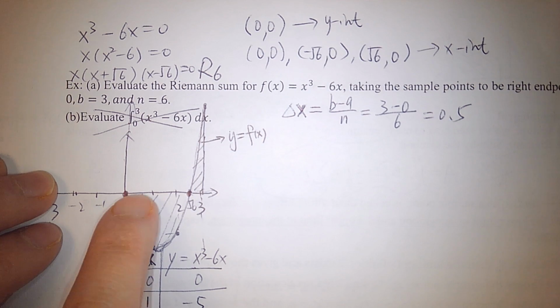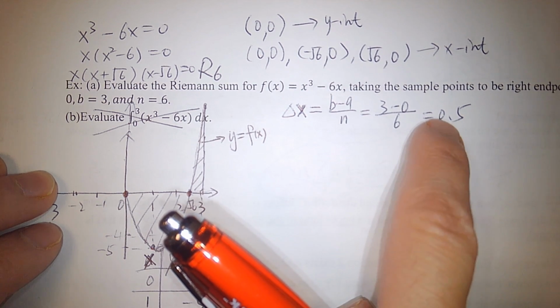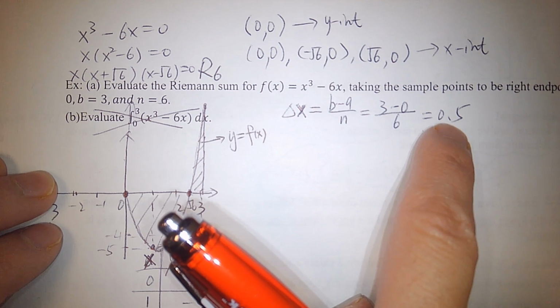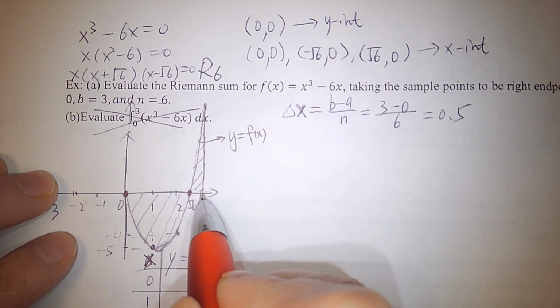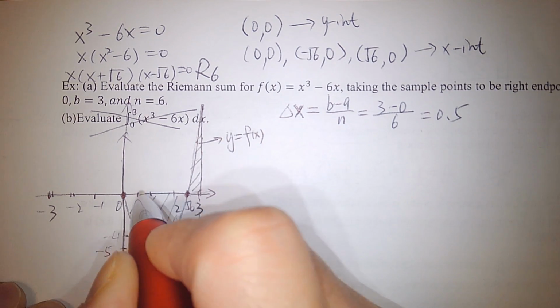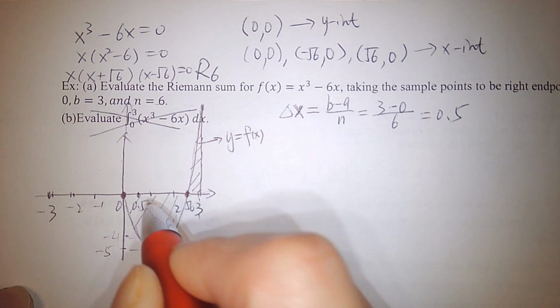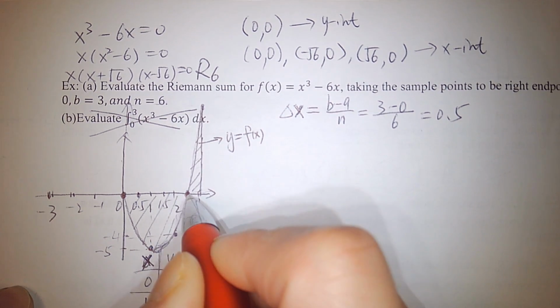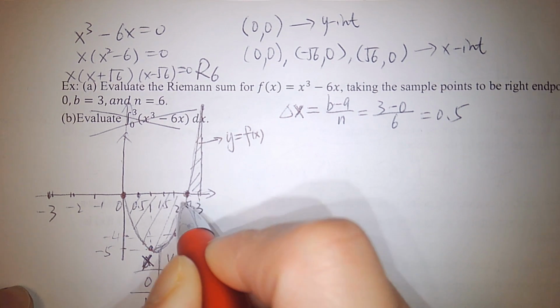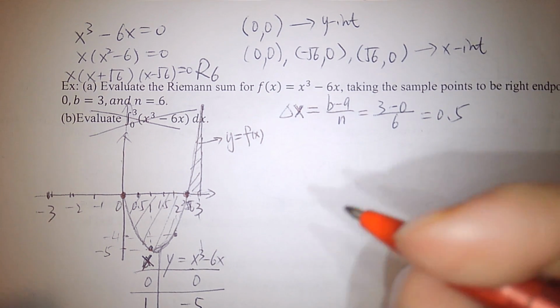That means for each rectangle, the width of the rectangle has to be 0.5, right? So from 0 to 3, cut into 6 subintervals, each subinterval will have 0.5 as the width, okay? So 0.5, 1.5, there's a 2.5 somewhere, okay?